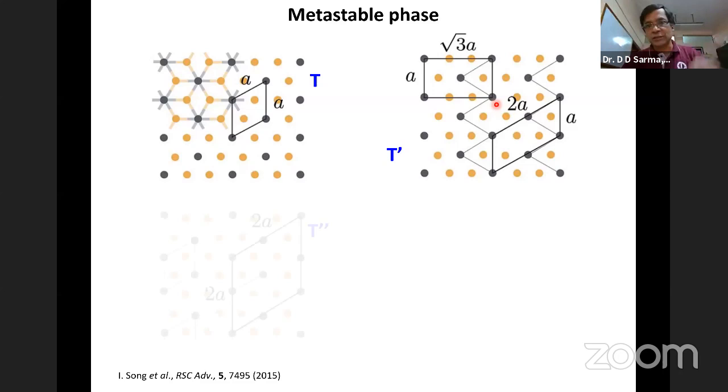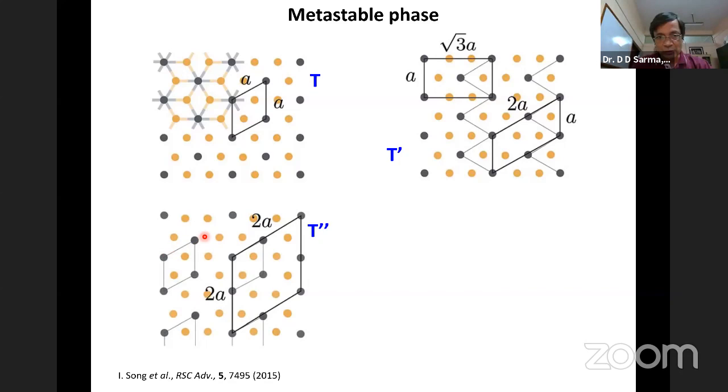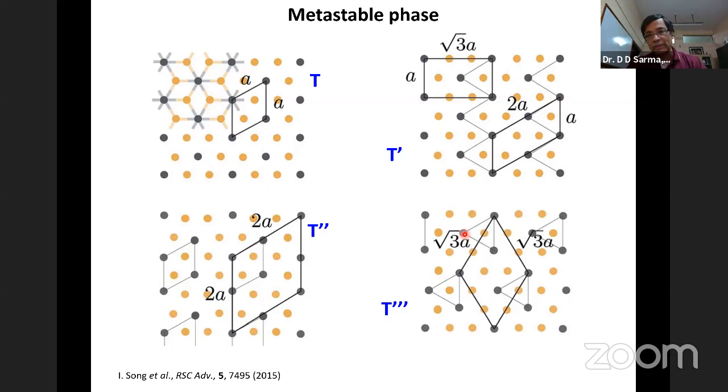But there are other distortions, like the T double prime structure where you find a tetramerization: four molybdenum come closer together and the other molybdenum-molybdenum distances become larger. And the unit cell then becomes 2 by 2. There's a trimerized version where three molybdenums come closer together, and this coming together is compensated by elongating this bond length, and the unit cell shown over here is a root 3 by root 3 structure. So there are many different structures possible. The question really is, when I do the chemical exfoliation, which structure does it form? And that's a question one wants to answer.